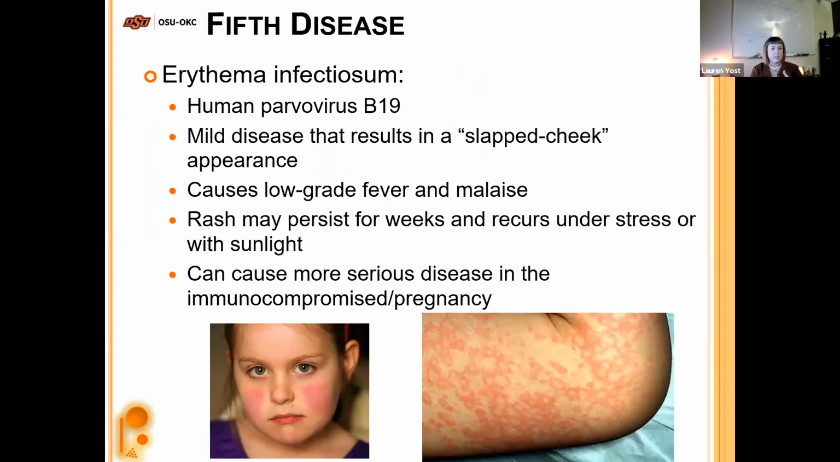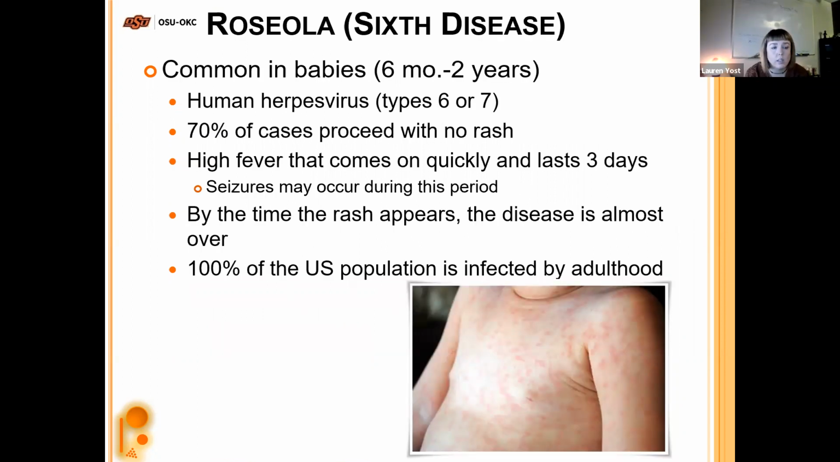Fifth disease, it's typically called fifth disease. It's also known as erythema infectiosum, and it is caused by human parvovirus B19. It's mild. It causes a slapped cheek appearance with a red rash just on the cheeks, low-grade fever, a bit of malaise. It's really not a very serious disease. It can persist and be reactivated under sunlight, which can cause stress to the cells on the surface of your skin. Yeah, it's more serious in people who are immune compromised or pregnant. We know this for most diseases, that's the case.